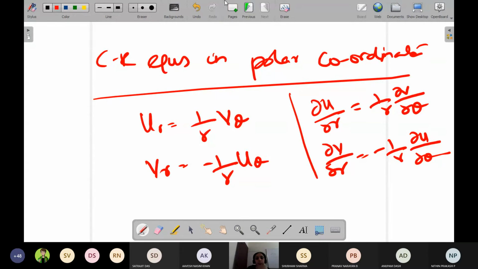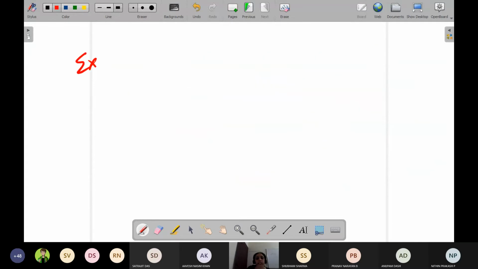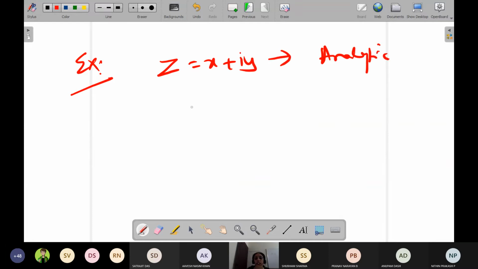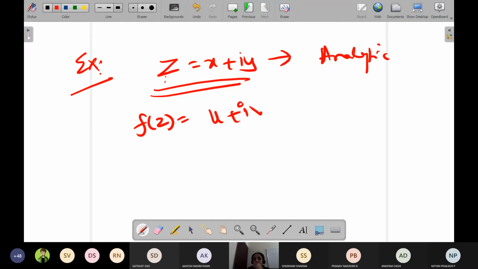We'll take one example. Let us take a normal function, z equal to x plus iy. We'll check whether it is analytic or not. I have to check whether f of z equal to x plus iy is analytic. You know f of z is equal to u plus iv. What is the value of u here? u is equal to x. What is the value of v? v is equal to y.